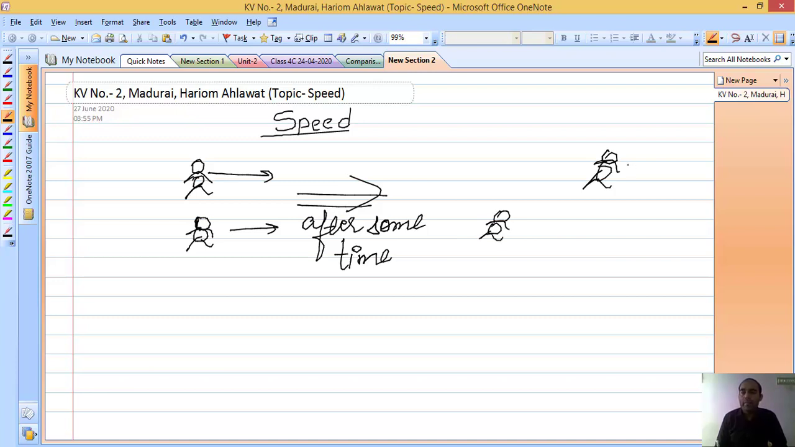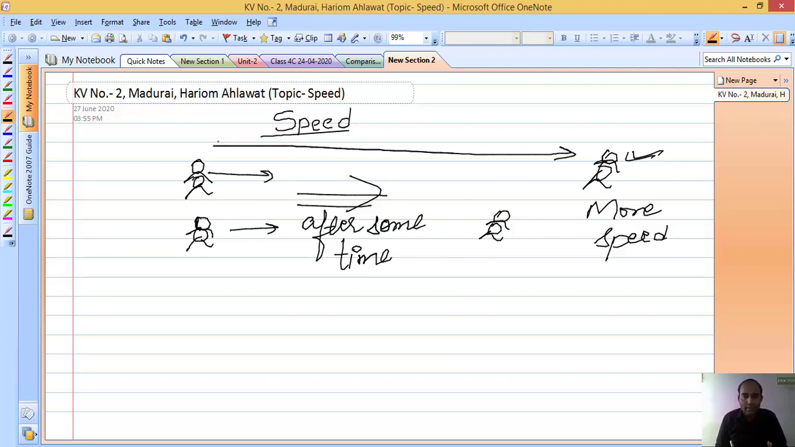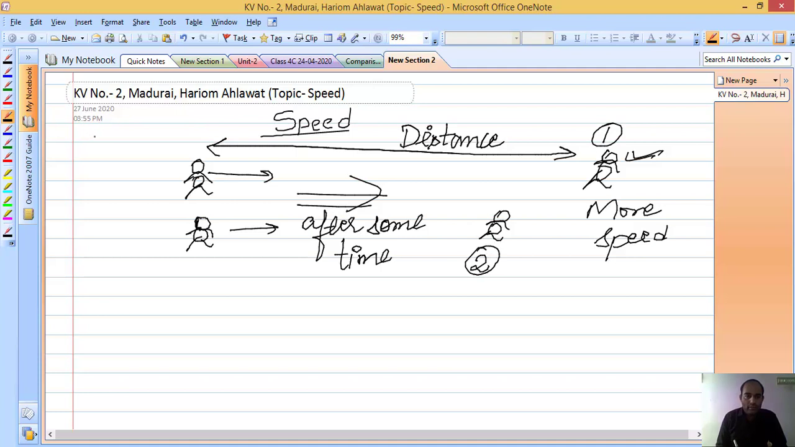So what will you say? That this student has more speed, means his speed is more than this student. Okay, so now you see, let's suppose this is some distance. And this is student number 1, this is student number 2. So that will be easy for us.